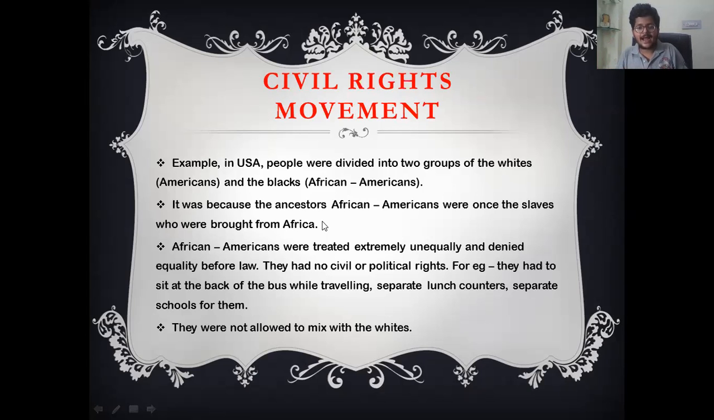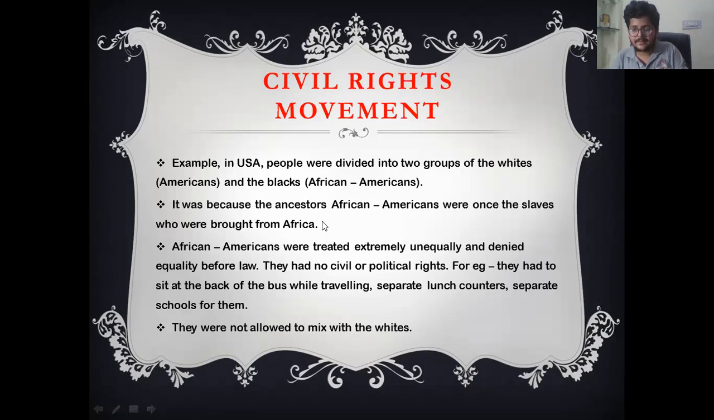Like they had to sit at the back of the bus while traveling, and suppose the seats were full in the front, and when the white people came to sit at the back, the Africans were forced to vacate their seats for the Americans, and if they refused to do this, they were very badly treated.